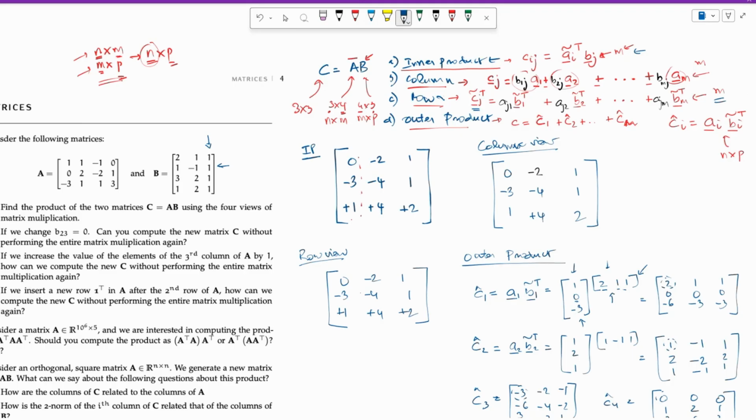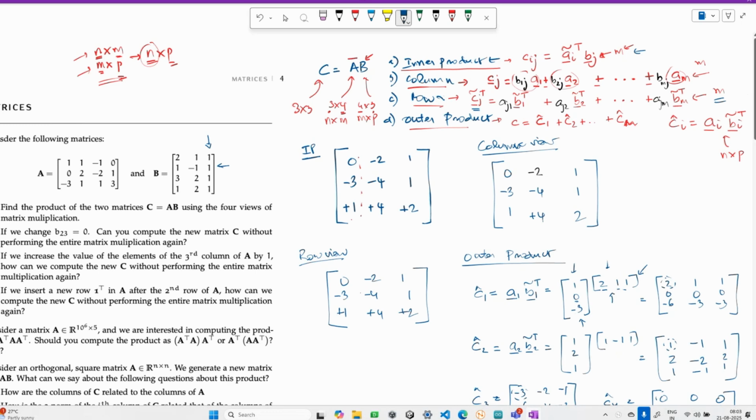That means if I change one row in B, I am potentially impacting all the rows in C, right? Okay, all right. So it looks like I might have to recompute everything. Right? Okay, that's what the row view says. What about the column view?